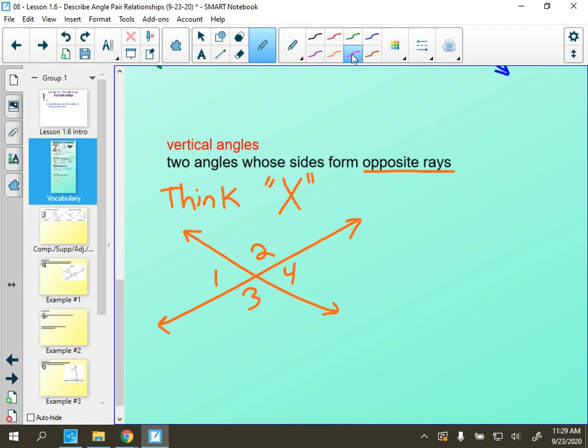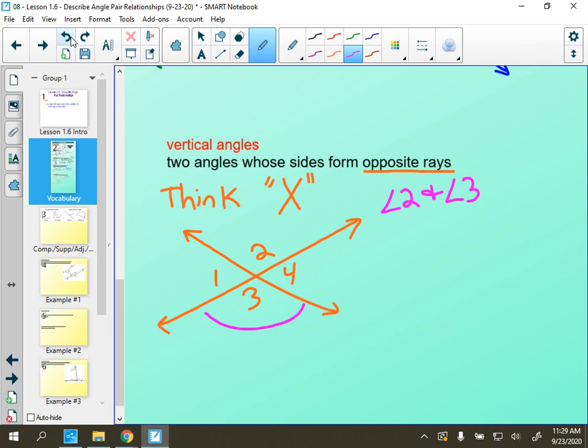We also have vertical angles. Angle 2 and angle 3 would be an example of vertical angles. One is on this side of the X and one is on this side of the X, so they're on opposite sides. How does that meet this definition? What's going on with these opposite rays here?